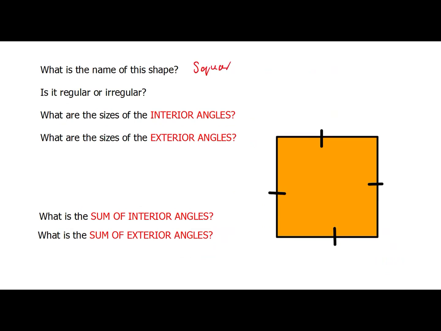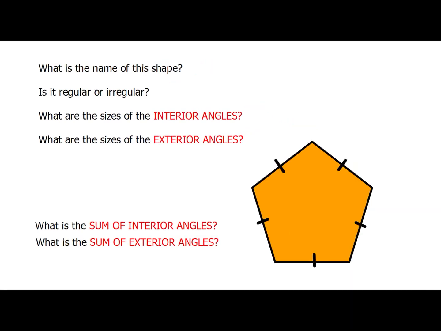Okay, hopefully you can see that it's a square. Is it regular? Yes. Interior angles of a square, 90 degrees. That's hopefully not too difficult to understand. Exterior angle, also 90 degrees.